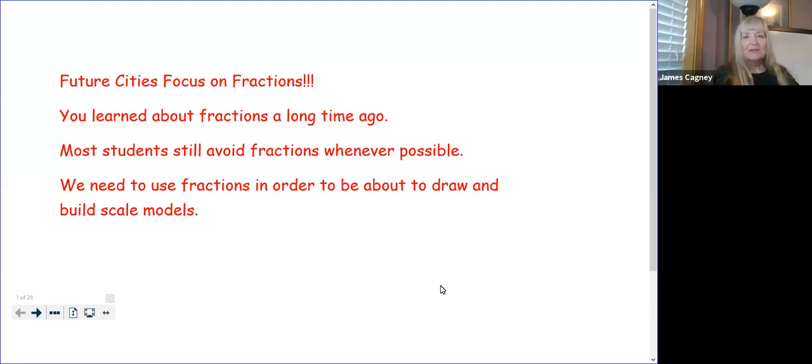We're working on our second 3 weeks of the Future Cities packet, and we're looking at fractions. It's funny, when I started doing this, I didn't realize how long this section would be, and I realized everything you know about fractions is a lot. So I want to review that for you.